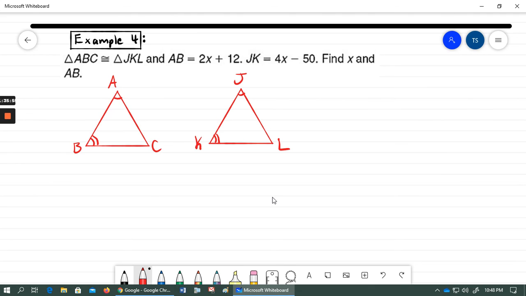Let me see. And then angle C is congruent with angle L. So again, here's what I suggest you do. I suggest you go ahead on and mark your diagram and put in those congruency marks for the angles, for the corresponding angles, and for the corresponding sides. Okay, so AB, that side corresponds with JK. AC corresponds with JL, and side BC corresponds with side KL.